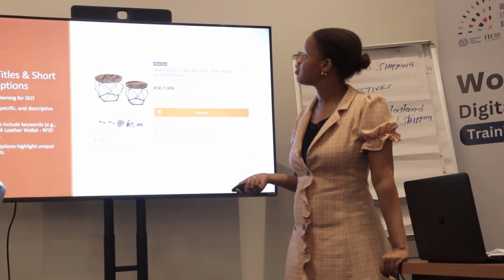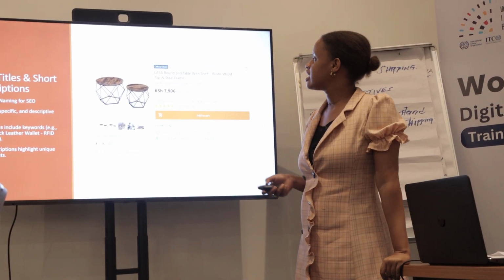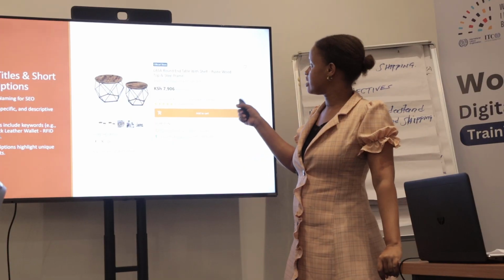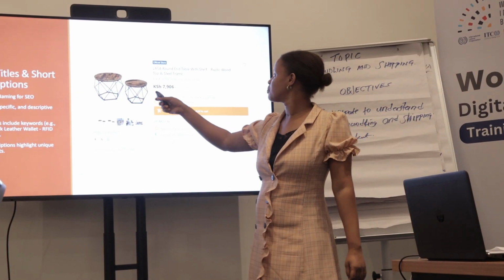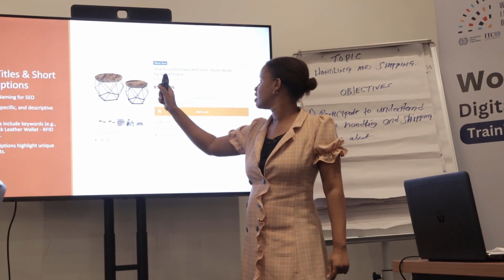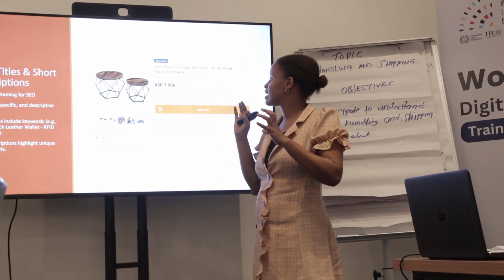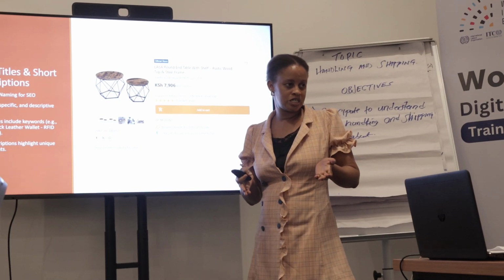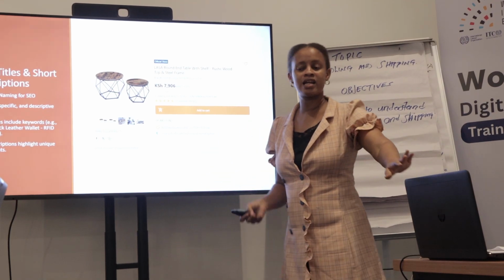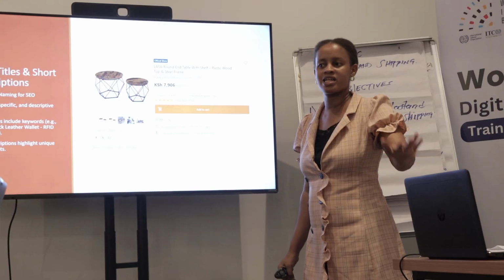Okay, the fourth item is titles and short descriptions. This is an image of a round table. But what is the title saying? The title at least has a brief description of what you're saying, because there are so many types. This is a laptop, but you can't just say I'm selling a laptop.